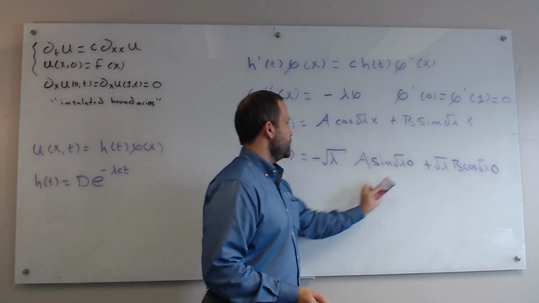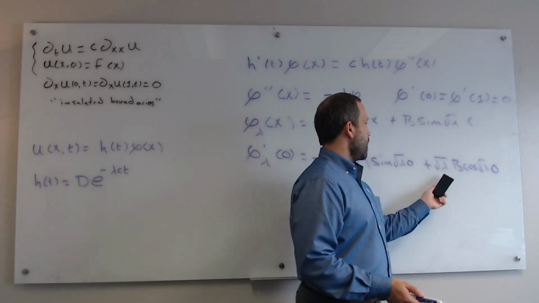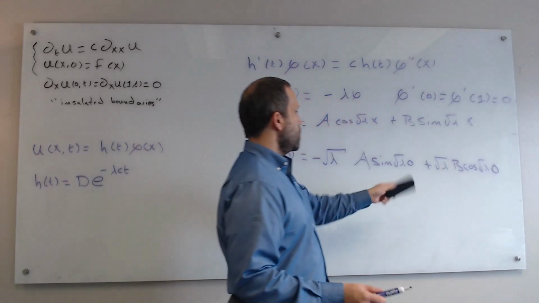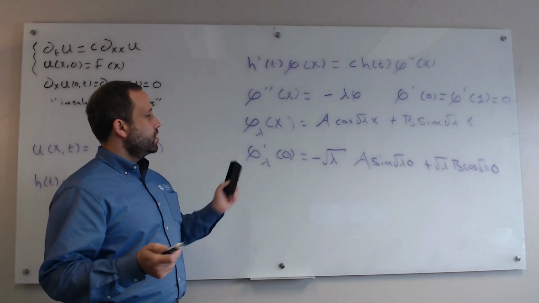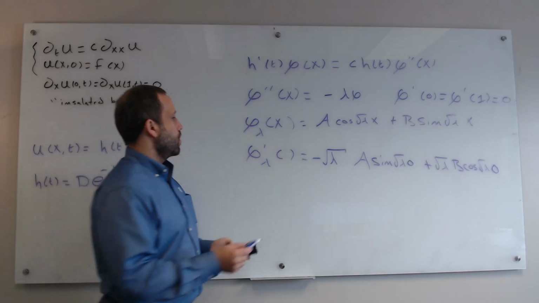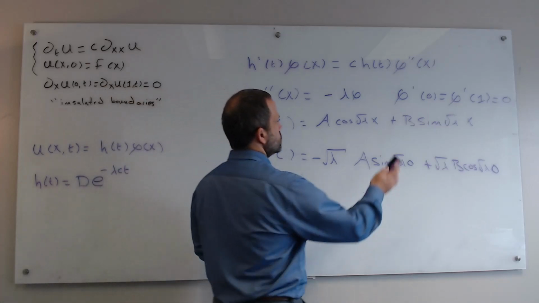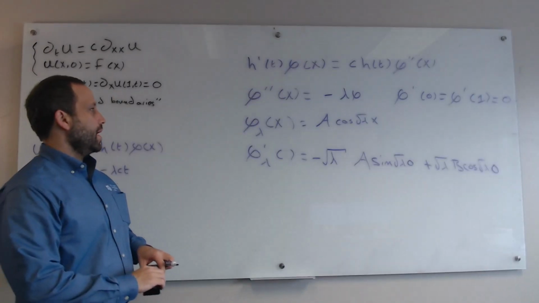So this term is equal to 0 because sine of 0 is 0. This term is square root of lambda times b times 1. We know lambda is positive because we've already handled the lambda equals 0 case. So this tells us that b has to be equal to 0. In other words, this is our solution: a cosine square root of lambda x.